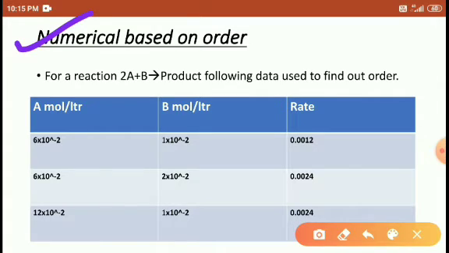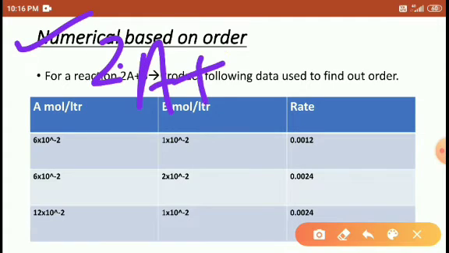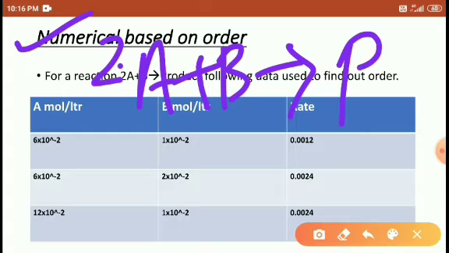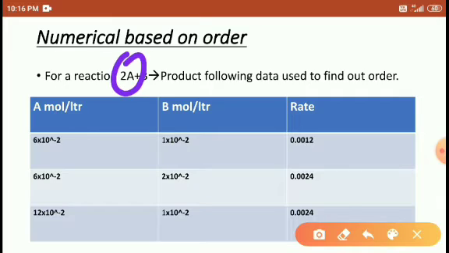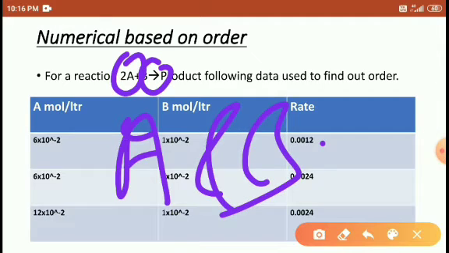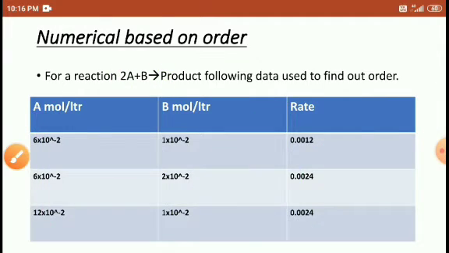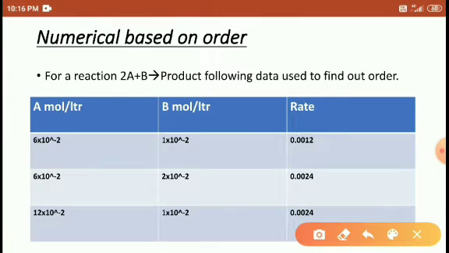The first example is for the reaction 2 moles of A plus 1 mole of B forming a product. The following data is used to find the order. So here there are 2 moles of A and 1 mole of B, both combined to form a product P, and we have to find the order of A and B by using this following data.